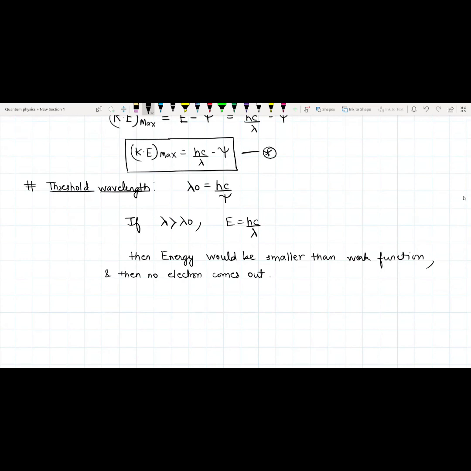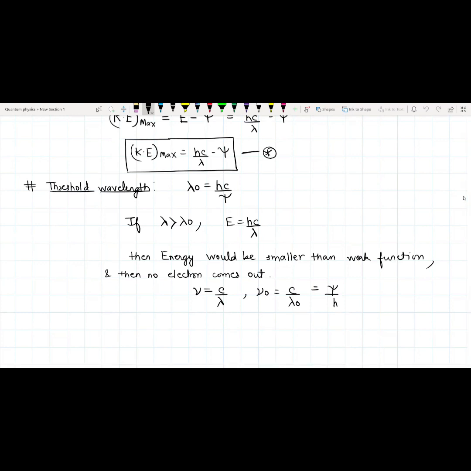Now, we also know that there is a relation between frequency and wavelength: mu is equal to c over lambda. Basically, if we put lambda naught instead of lambda, we have mu naught equal to c over lambda naught, and this is nothing but psi over h. Because obviously, if you put c over lambda naught from here, this becomes psi over h.